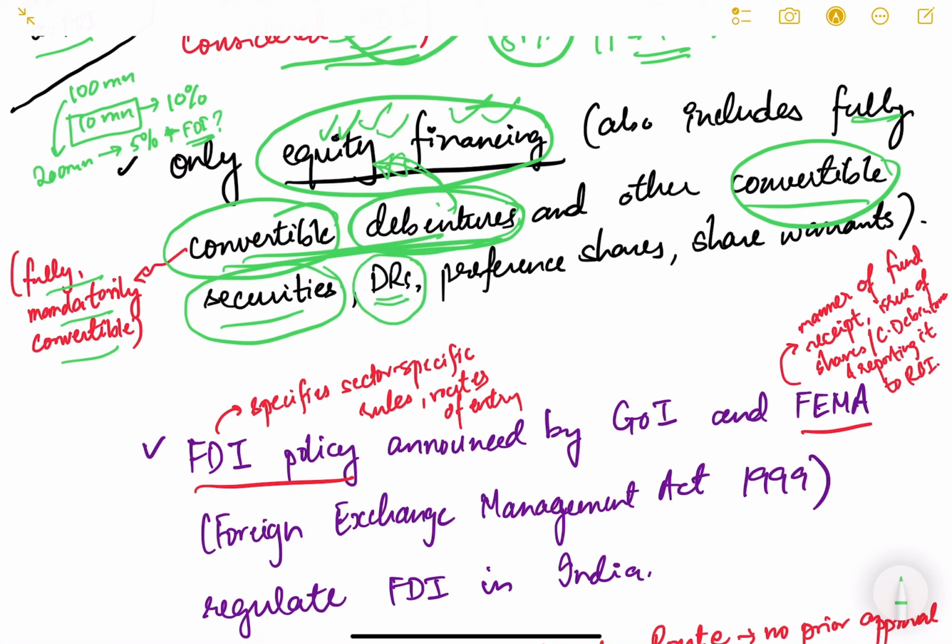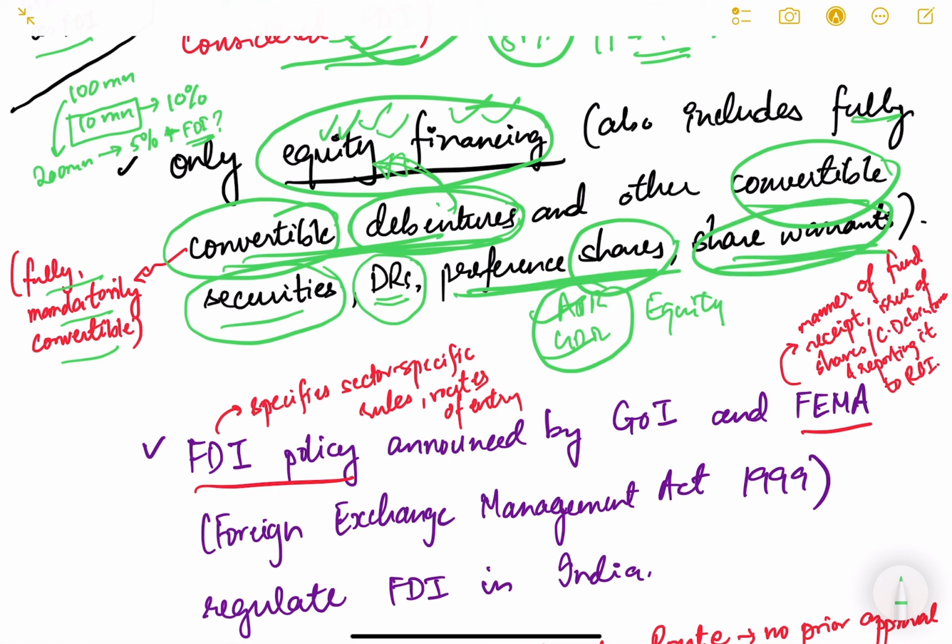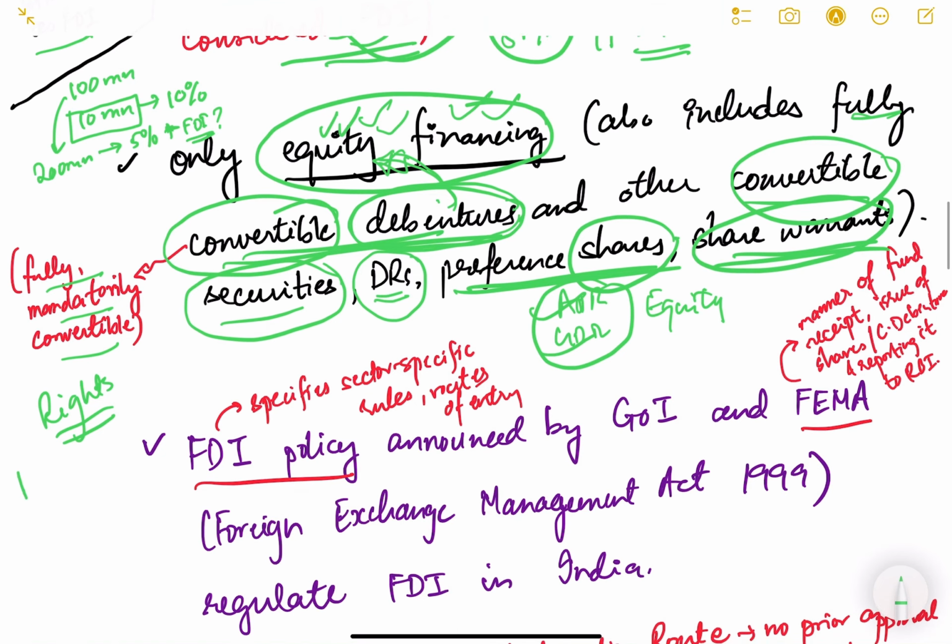Depository receipts also, we have already seen what depository receipts are. American depository receipts, global depository receipts, right? Investment in depository receipts is also, in a way, investment in equity. So they are also considered part of FDI. They are also allowed here. Then preference shares, again equity, and share warrants. Share warrants are basically a kind of rights. They are distributed to certain people or sold to certain people, and these are the rights to buy shares in future.